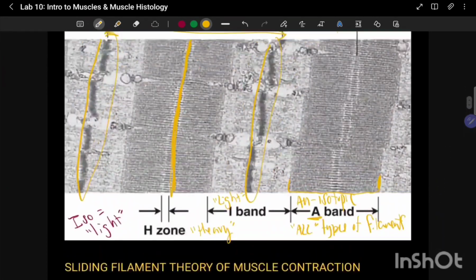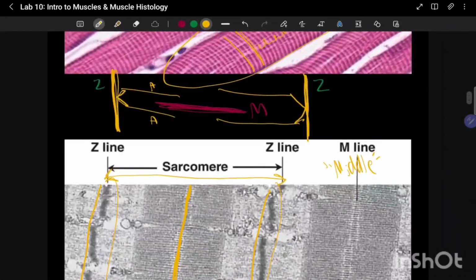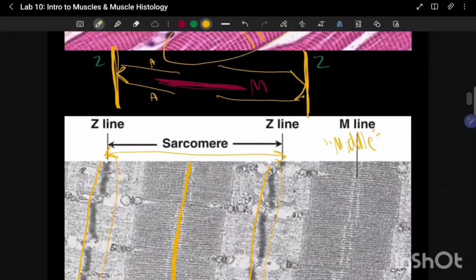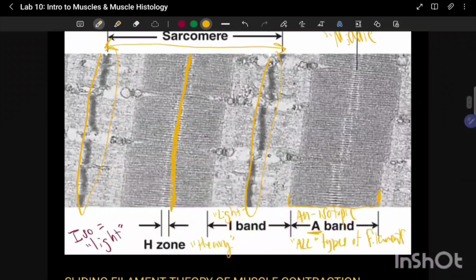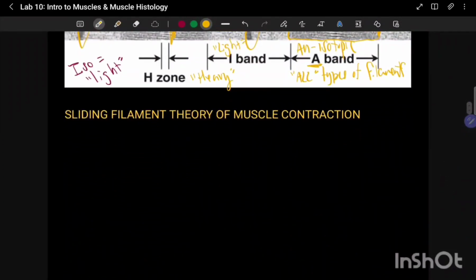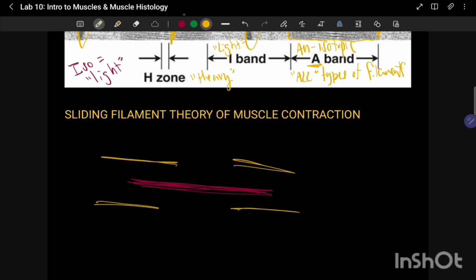Last part, and the reason we're spending so much time on this is because of the sliding filament theory of contraction, which is a mouthful, I know. And so we're going to take our myosin and our actin molecules and talk just briefly about how they contract to create muscle contraction. So let's redraw here. We've got a really thick myosin molecule. We're going to put it in the middle. On each side, we have a thin actin molecule. And then let's go ahead and just draw in our arbitrary Z line so we know the end of the sarcomere.